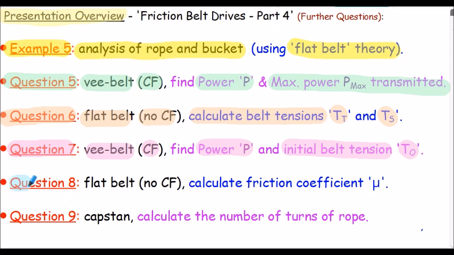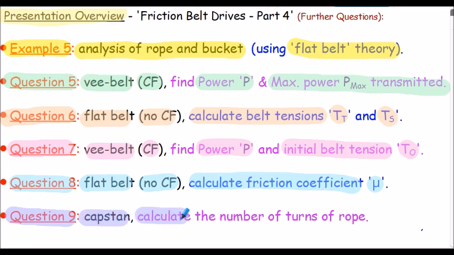Question 8 relates to a flat belt with no centrifugal effects considered. In this case, we have to determine the friction coefficient mu, so transposition of an Euler equation there will be required. And finally, question 9 relates to a capstan. We have to calculate the number of turns or revolutions of rope around the capstan. Essentially, question 9 is based on example 5.